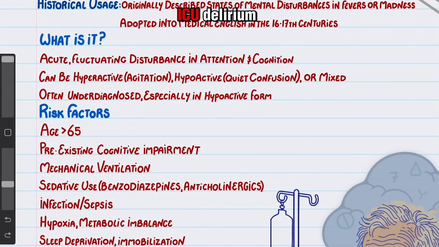So what is ICU delirium? It's an acute fluctuating disturbance in attention and cognition. It can be hyperactive, as in agitation, or hypoactive, or quiet confusion. And you can often have a mix of both. Unfortunately, it often goes underdiagnosed, especially in the hypoactive form.